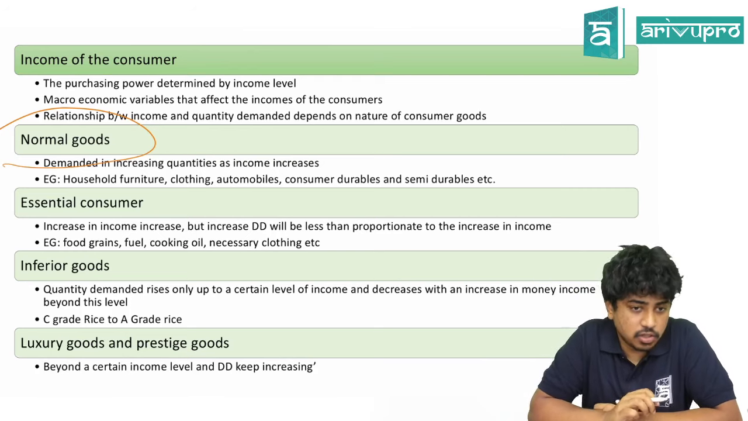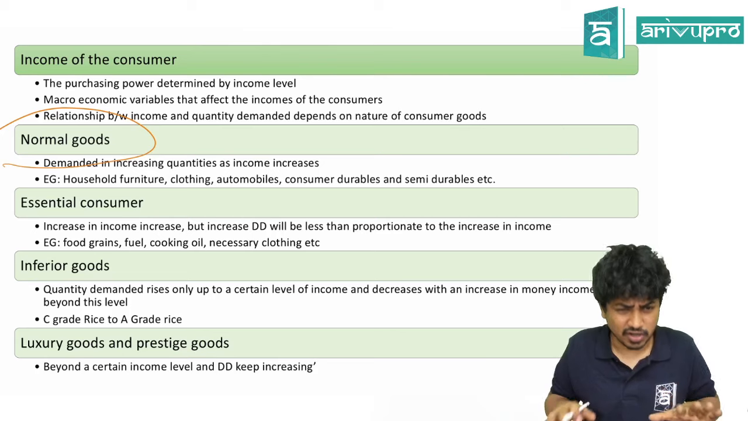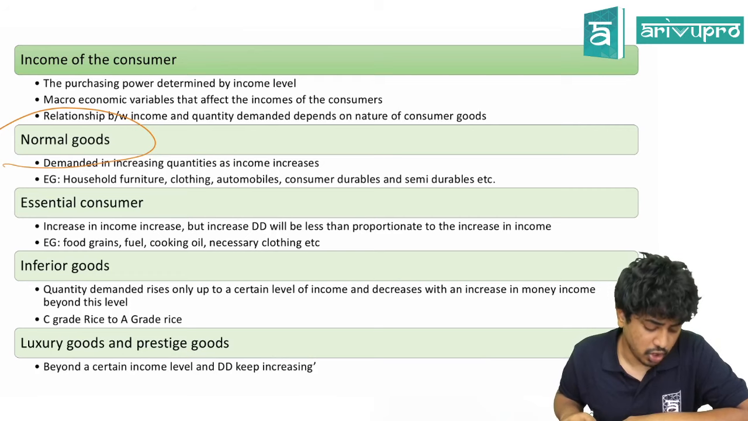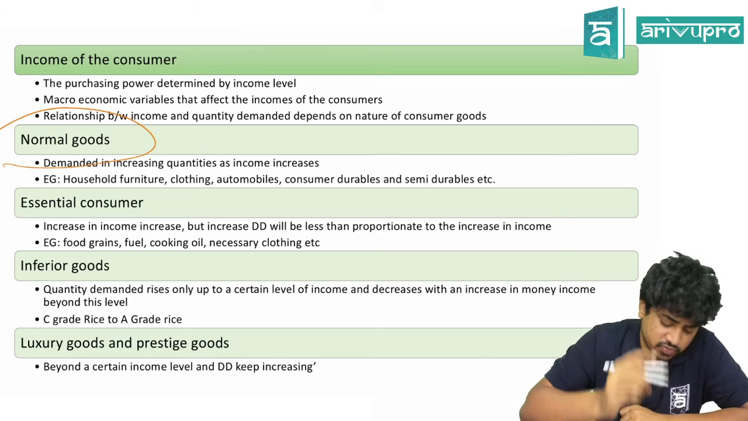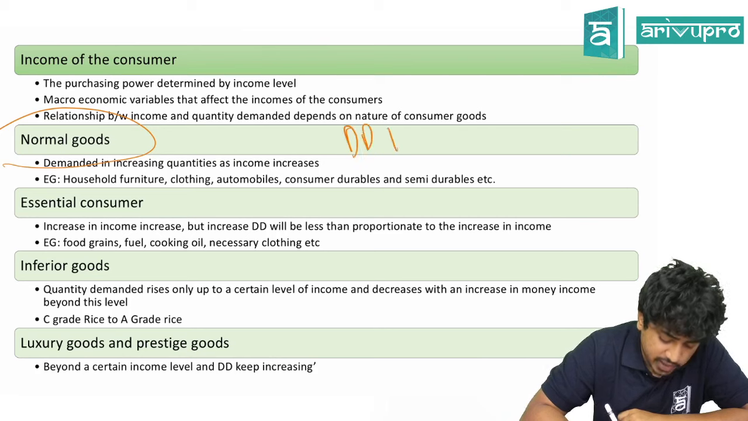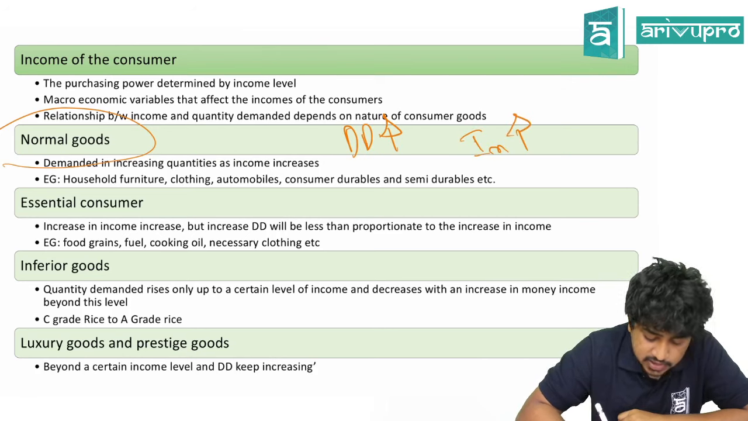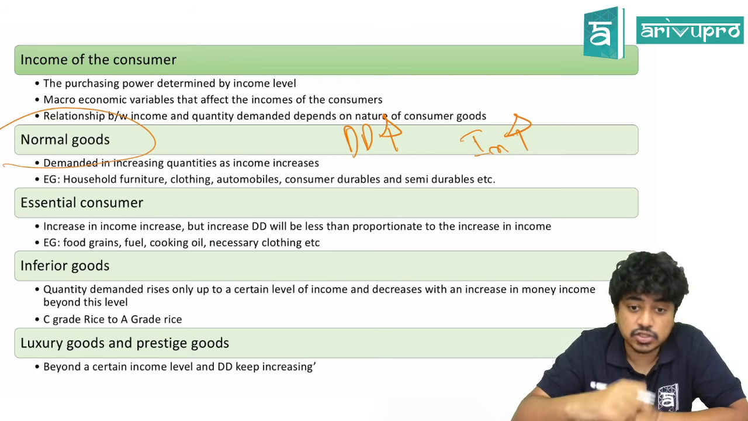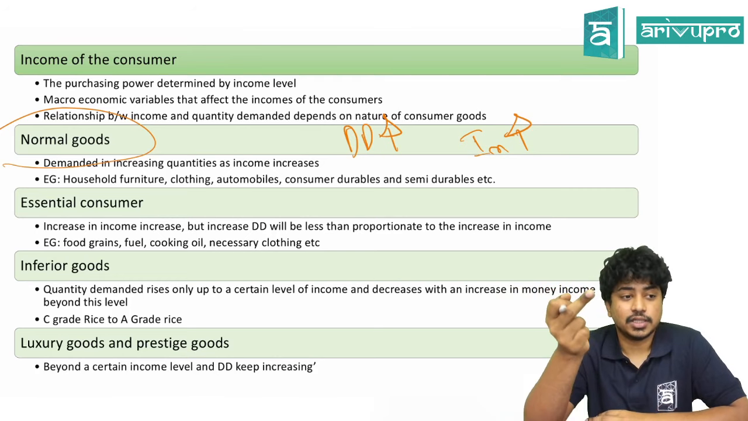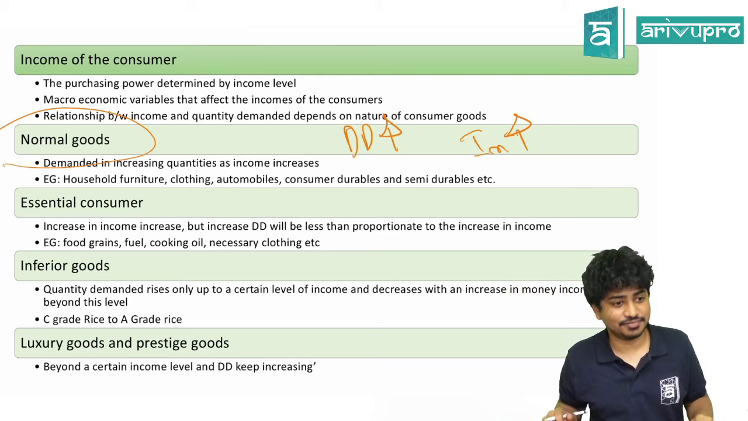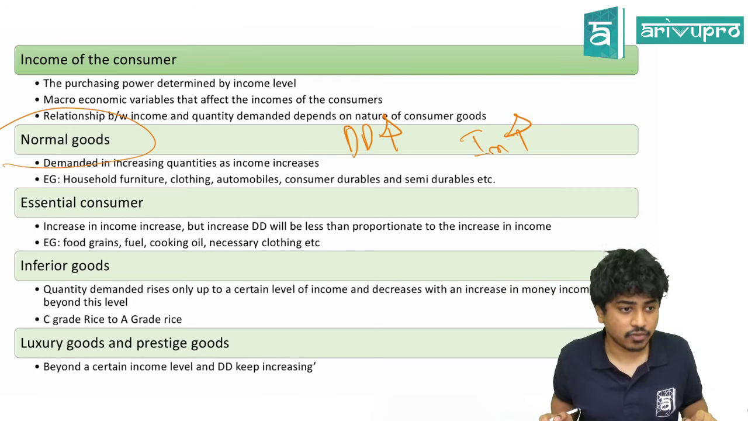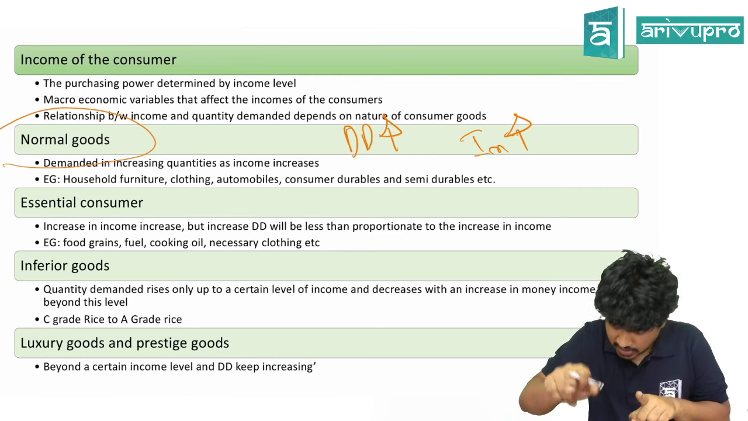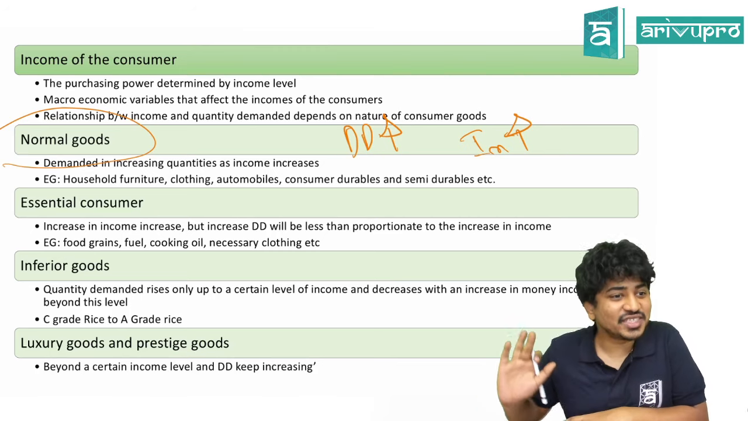Normal goods. You need not read what is given. I'll explain it to you, then you can take a look at it. Normal goods are goods for which demand will increase as your income level increases. Then these goods are classified as normal goods. There is no clear definition at all. They are saying if income increases and demand for these goods increases, then these goods are normal goods.